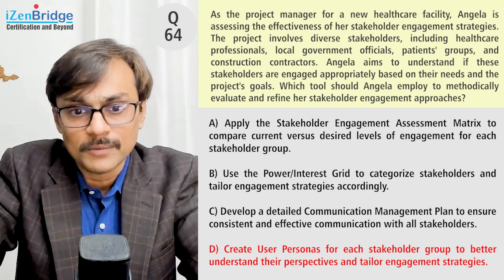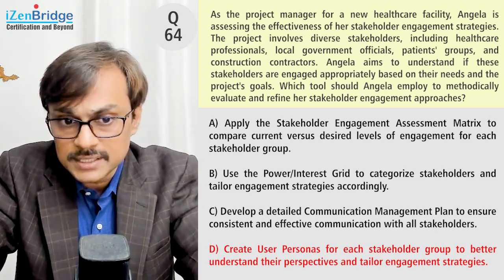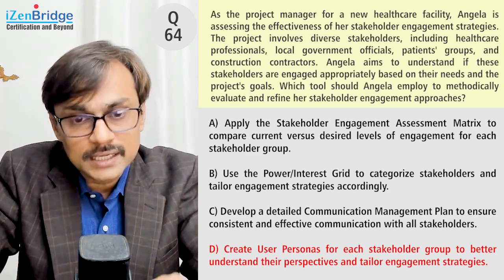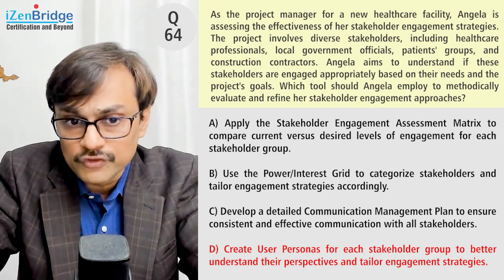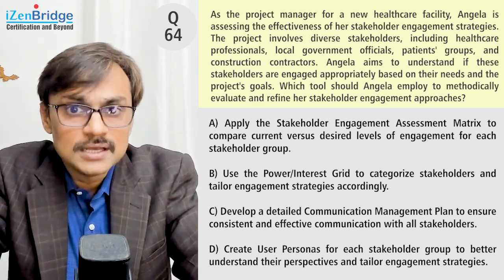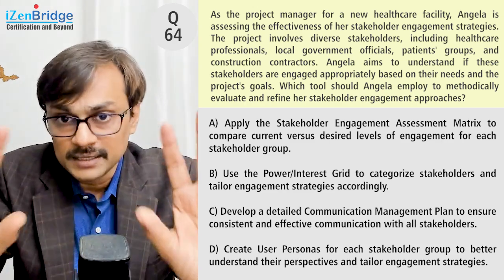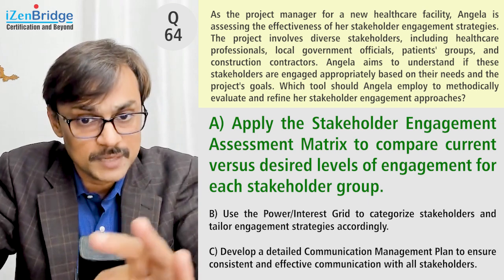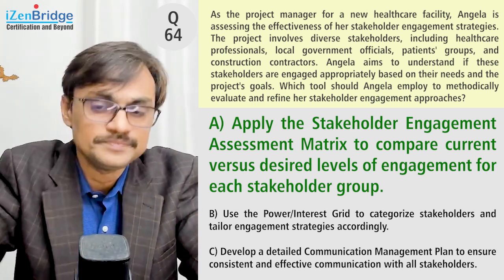That's the current problem. Now, in order to understand their needs and expectations and do a better stakeholder analysis, I can use the power interest grid, I can use user personas. And after understanding their needs, expectations and current engagement level, if I need to focus on improving communication, I can use the communication management plan also. So all four options are somewhere useful. They are not irrelevant here. But in this particular context, option A, which is talking about the stakeholder engagement assessment matrix, is the right answer in this particular question.